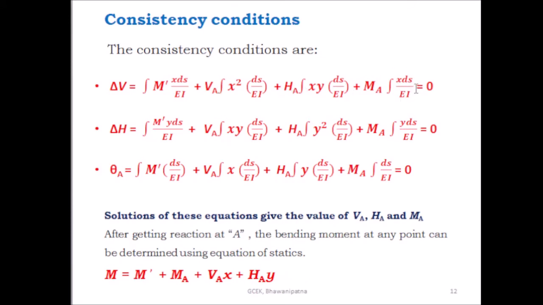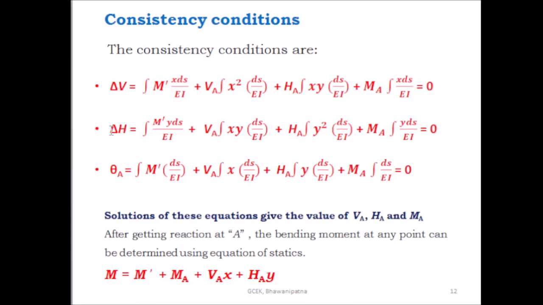And what you know is, at the support the net change in displacement is 0. There is no displacement at the support. So you have to take delta V is equal to 0. This is due to the external loading, this is due to the VA, this is due to the HA and this is due to the MA. So the change in vertical displacement, delta V, is equal to 0.